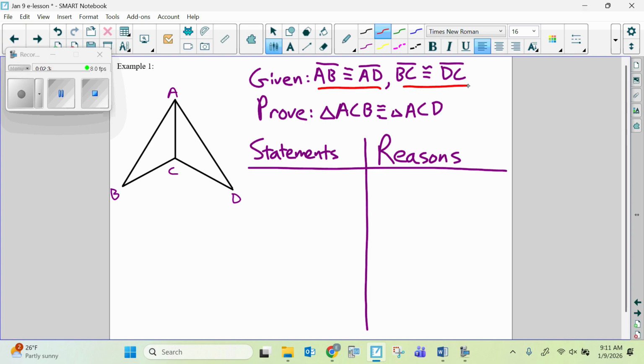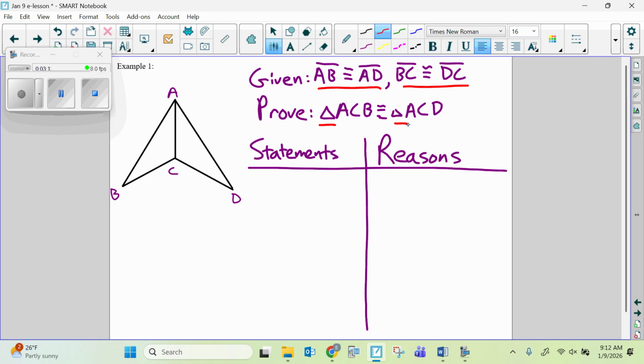This is kind of like what we practiced on Wednesday in class. We're going to be given some information, and we're going to be asked to prove something. We know we're done when we can prove what's being asked of us. If we take a look, the notation here is for us to prove. Notice that little symbol there. We're trying to prove triangle ACB is congruent to triangle ACD. So I'm trying to prove that these two triangles are congruent to each other.